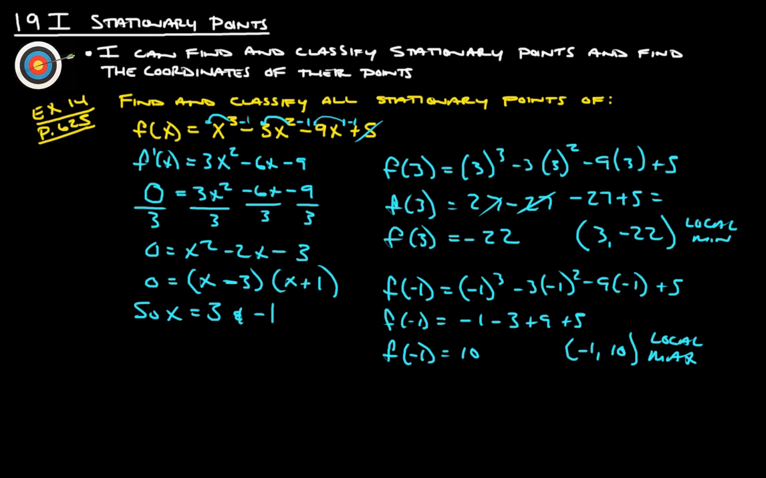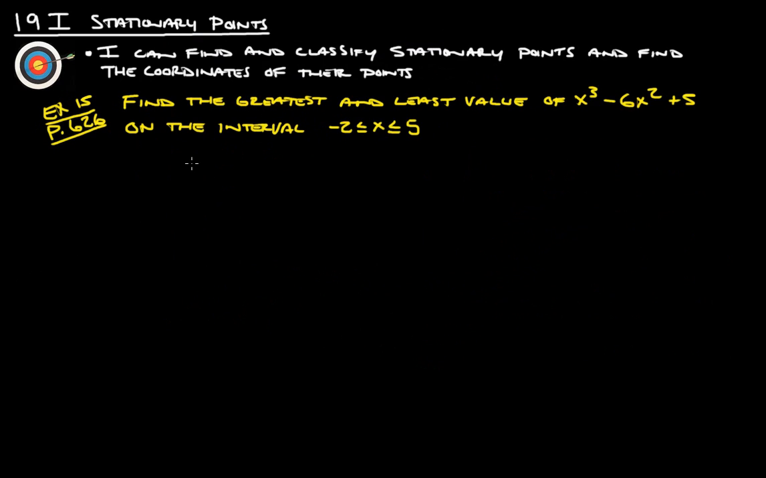Second and last example, pretty similar to this one, but I just want to make sure we've got this all down. Find the greatest and least value of x cubed minus 6x squared plus 5 on the interval between -2 and 5. So basically you're looking for a local minimum and local maximum, for the greatest and the least.